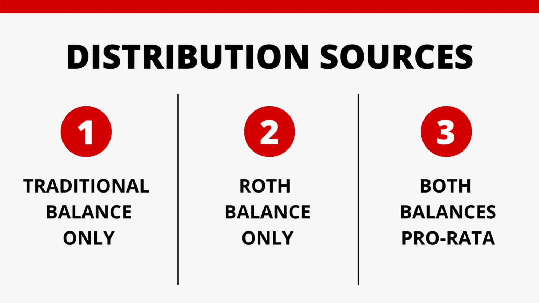If you have both traditional and Roth money in your TSP, you can specify whether the distribution comes from your traditional balance only, your Roth balance only, or you can have the distribution come from both accounts based on the percentage in each one. However, you cannot choose which investment funds to withdraw from. All withdrawals are deducted proportionally from each investment fund that you hold at the time of disbursement.